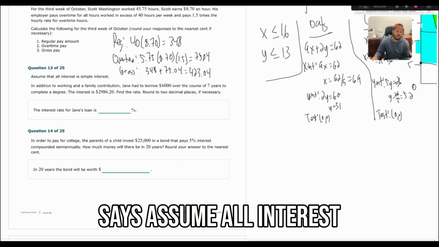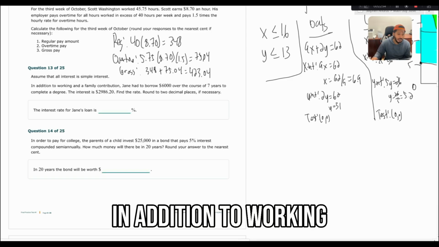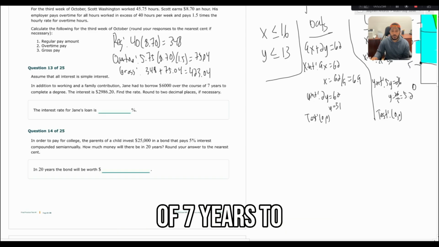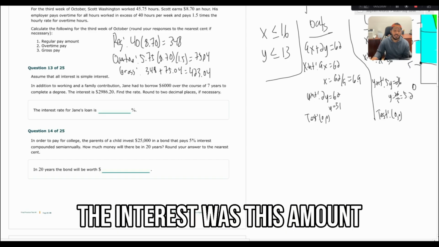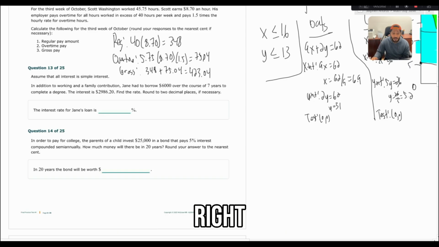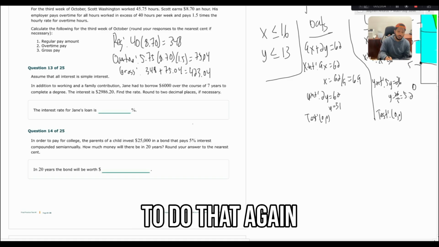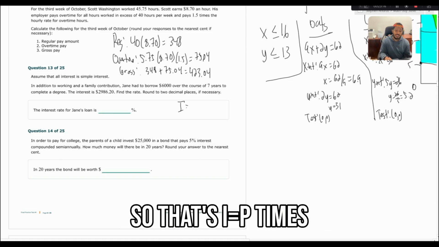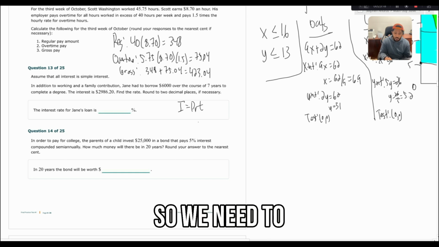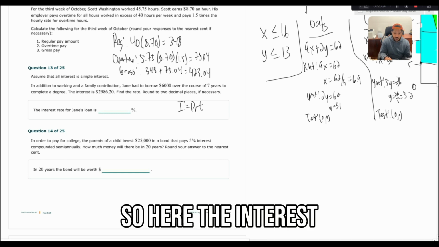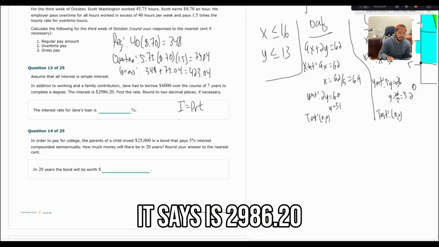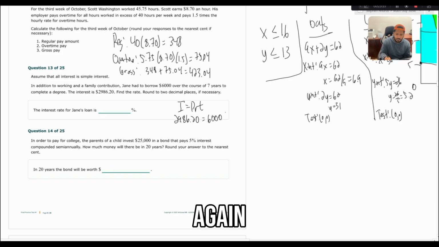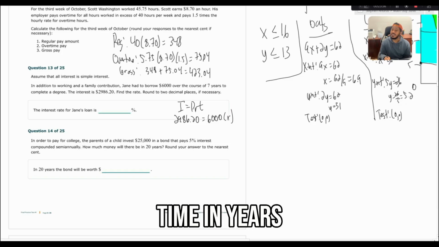Our next one says assume all interest is simple interest. In addition to working and a family contribution, Jane had to borrow $6,000 over the course of 7 years to complete a degree. The interest was this amount; find the rate, rounded to 2 decimal places if necessary. To do that, we have to use the simple interest formula, I equals P times R times T. So we need to find the R. Here the interest is 2986.20. The P is the principal amount, the starting amount, so that would be 6,000. R is the one we're looking for, and T is the time in years, so 7.